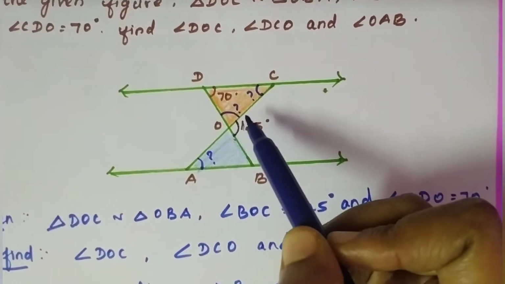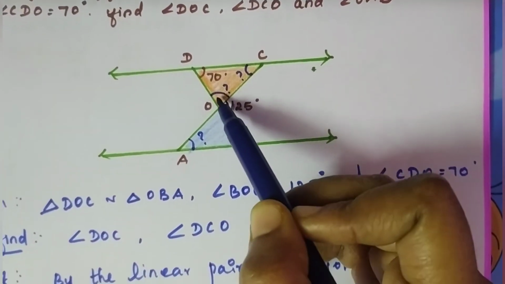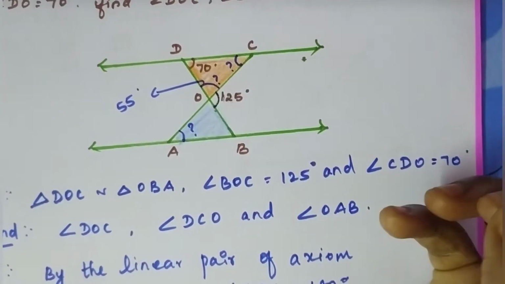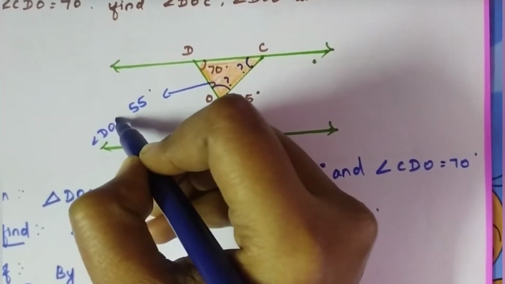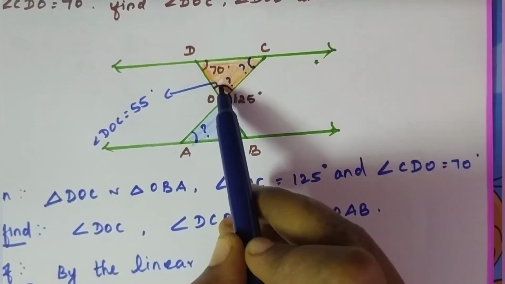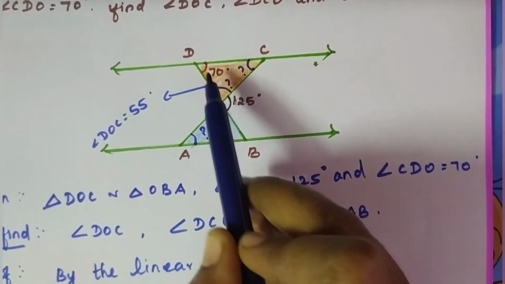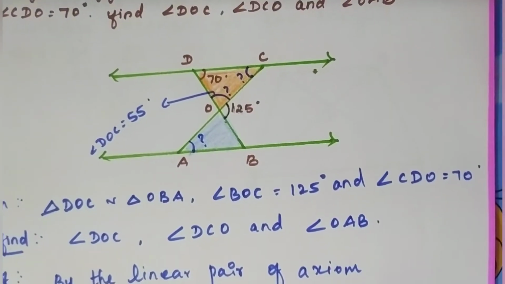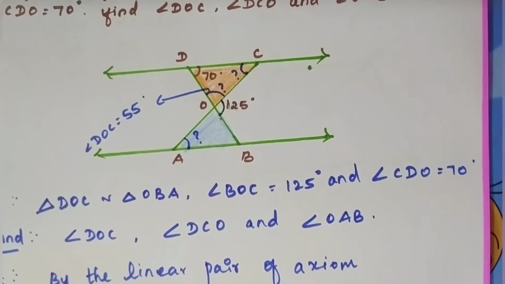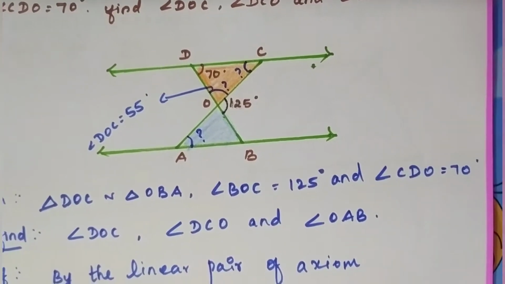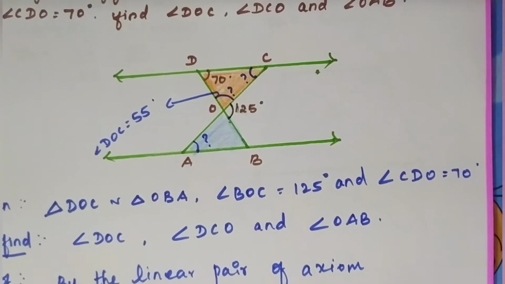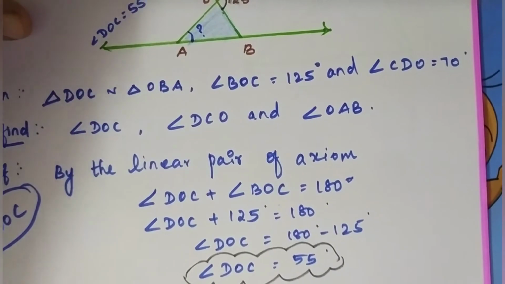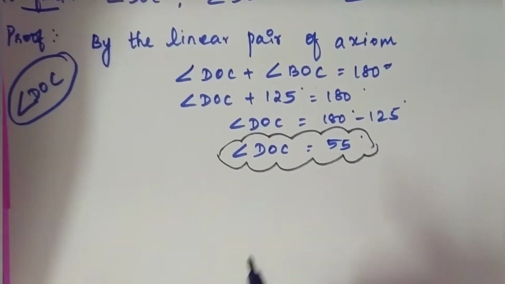Next, what do we have to find? DCO. So this is 55 degree. Then we know two angles of the triangle, so we can easily find the third angle by the angle sum property: the sum of the angles of a triangle is 180 degree. By the angle sum property we can find the third angle. Clear?